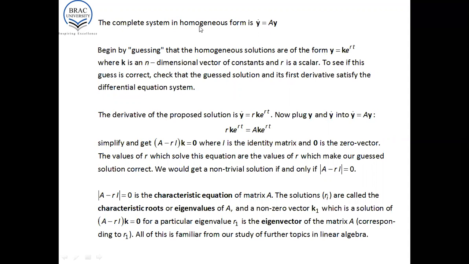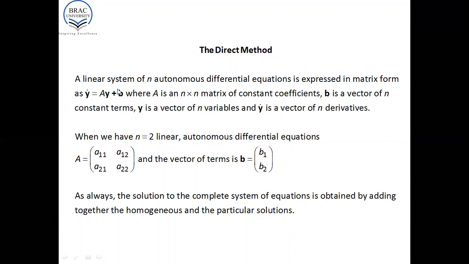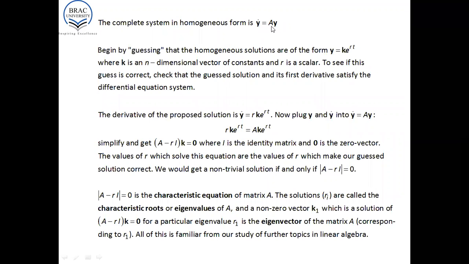Now, the complete system in homogeneous form is y dot is equal to Ay, right? So in homogeneous form, we get rid of b, we replace it with 0. Now begin by guessing, quote unquote, that the homogeneous solutions are of the form y is equal to k e to the power rt, where k is an n-dimensional vector of constants and r is a scalar. To see if this guess is correct, check that the guessed solution and its first derivative satisfy the differential equation system.